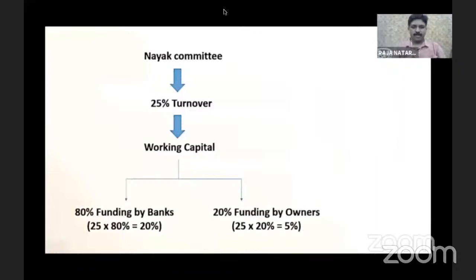We also call that method the turnover method. Because the cycle we discussed has total days of 90 days, it means there are 4 cycles, so each cycle represents 25%. That's what the Nayak committee also says. The Nayak committee method assumes 25% of the turnover is the working capital requirement of any business, but that entire 25% should not be funded by the bank. Whatever the figure you get when you express that 25%, of that only 80% should be funded by banks. It means the remaining should be funded by owners. That is the argument under the Nayak committee.